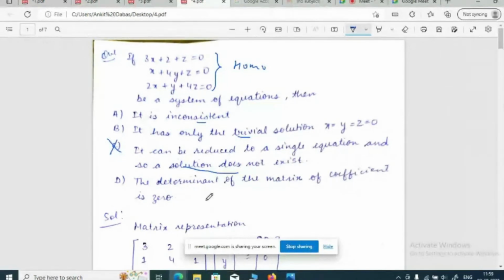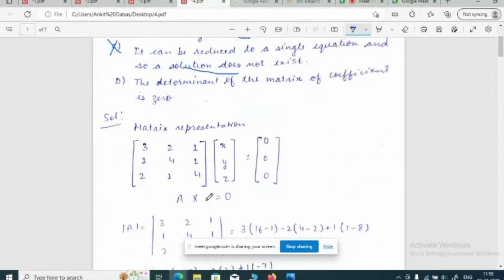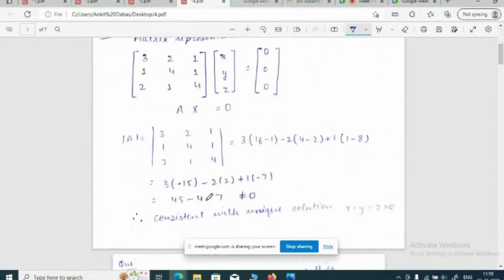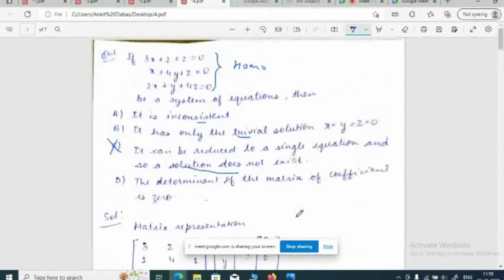So we have this matrix representation of this. We will get determinant of A. We will compute the determinant, and determinant turned out to be non-zero number. Because this is non-zero, the system will be consistent. It will have a unique solution, and that unique solution will be 0, 0, 0. That is the trivial solution. So the first option is incorrect.